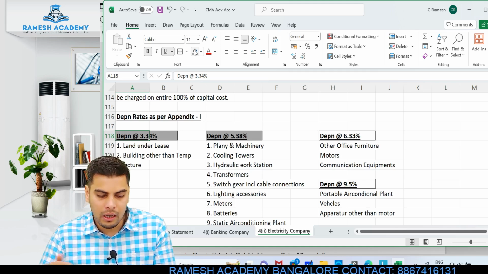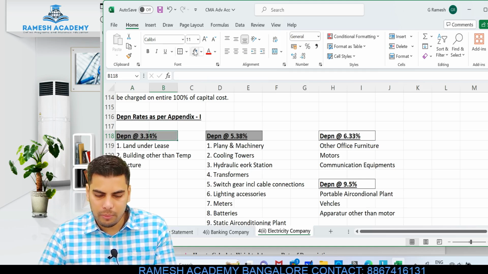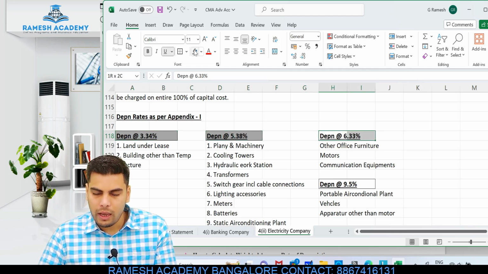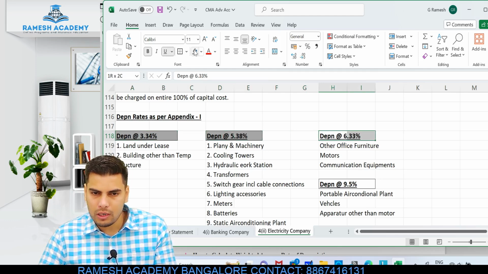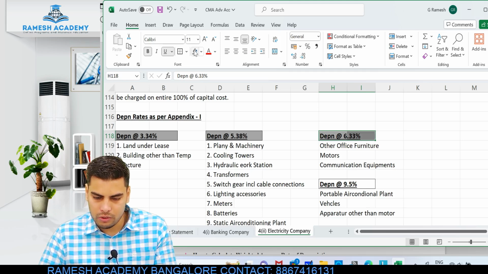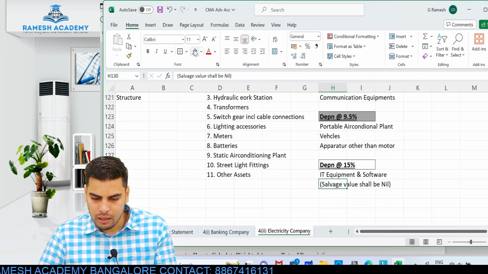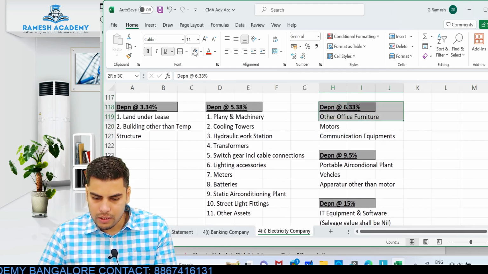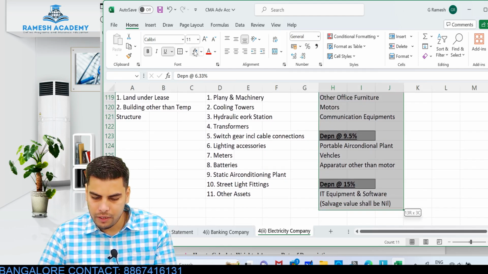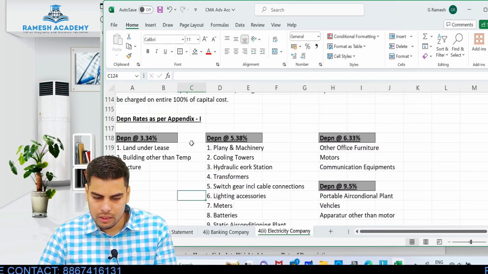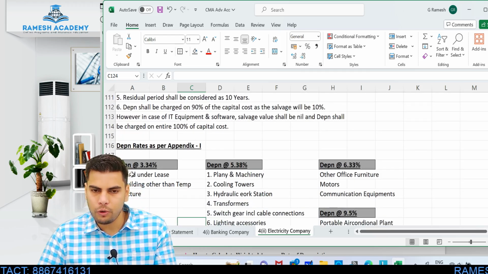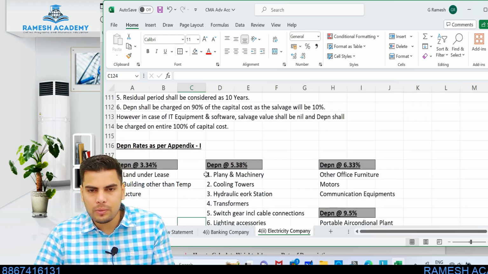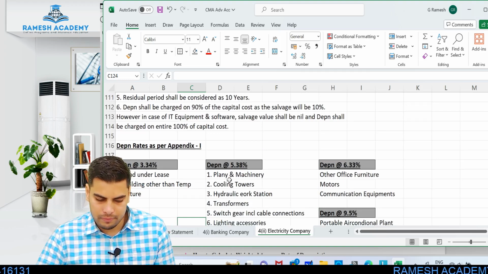Okay, so land under lease as well as building other than temporary structure. Anything other than this particular land on lease would be 0 percent. So 6.33 over here, 9.5 over here, and then 15 over here. See, if you guys are able to remember 6.33, 9.5 and 15, and this particular rate, 3.34. Other than that, everything else would be 5.38 percent only. All right.